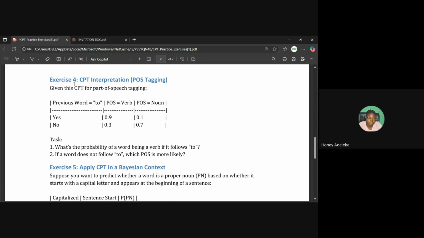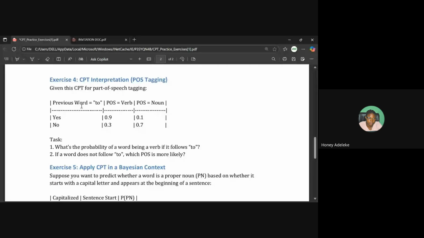First of all, I want to believe that we've all attempted the exercise. If there is a part that we were confused about, I'm expecting that the explanation that Ms. Kapaya and I have given would clarify some of your confusion. All right, so exercise 4. It says, given this CPT for part of speech tagging, and we have the table, the CPT. The first question is, what is the probability of a word being a verb if it follows to?